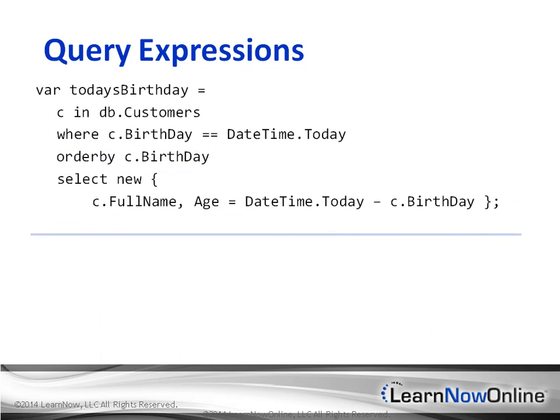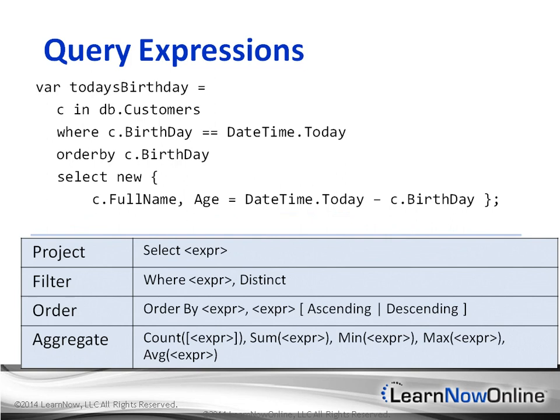Now that LINQ query expression has got some projection, where we select what we're going to look at. We have some filter, where we're putting in the where clause. We can use distinct. We have ordering. We have aggregation. We have a lot of processing that we can do to iterate through a set of data. The nice thing about this is that this query expression will actually go through a LINQ provider to give us a result set.